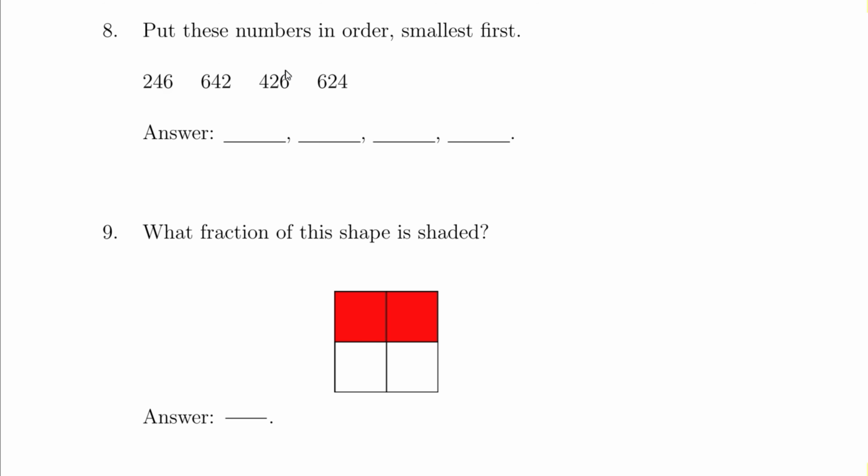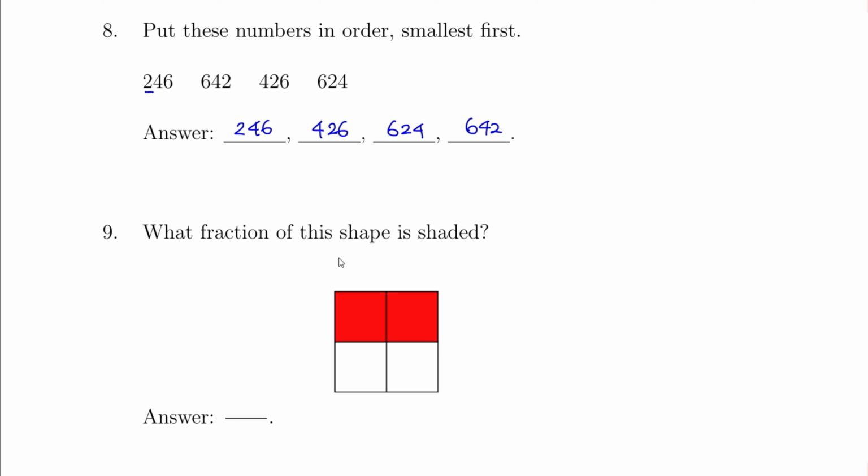If you see this many numbers, then I suggest you check the hundreds first. It's 200, 600, 400, 600. So this must be the smallest one. 2, 4, 6. And then 600 and 400, this must be the smallest. 4, 2, 6. And then 642, 624. They have the same hundreds, but then this one is 42, this one is 24. So this one is smaller. 6, 2, 4. And then this will be the last one. 6, 4, 2.